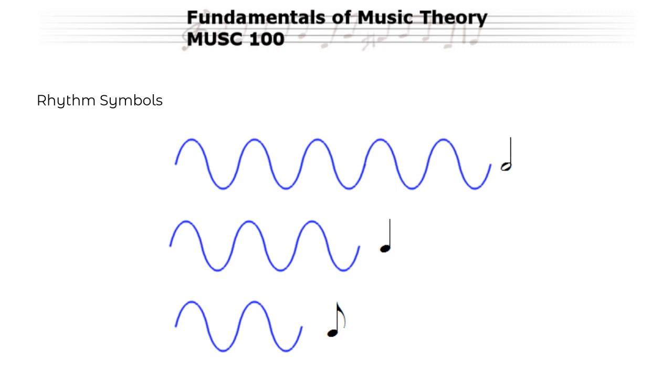The duration of a sound is represented in music notation with a set of symbols called rhythm symbols. Combinations of different note heads and flags tell you the relative length of time that a note should last. This symbol is a quarter note. It's a full note head with a stem.